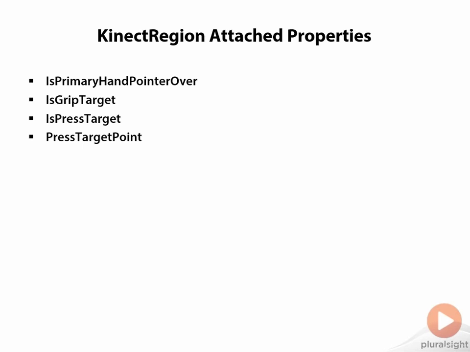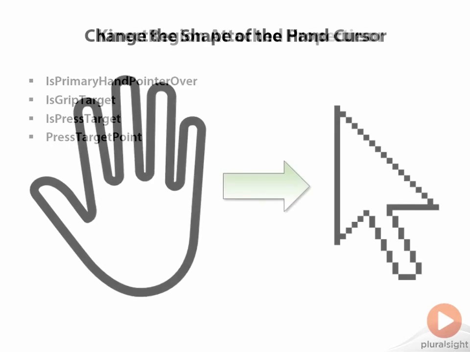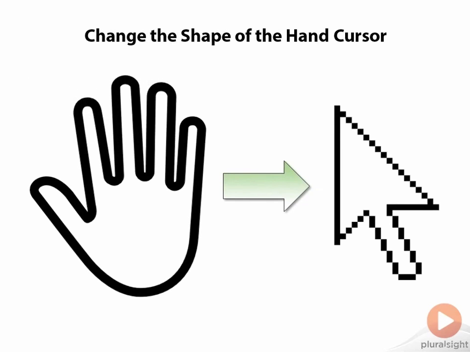This is all we can do by setting properties on the KinectRegion control. But what if you want to do more? What if you want to change the shape of the hand cursor? We have to go deeper into the world of templates.